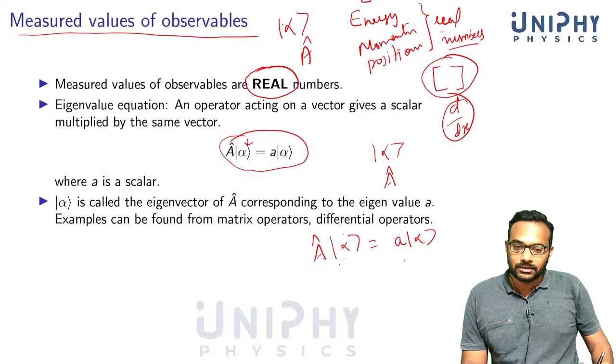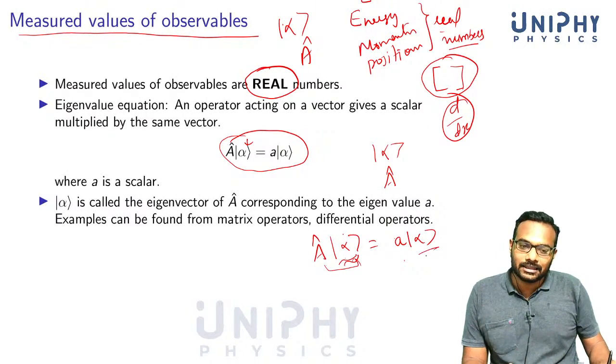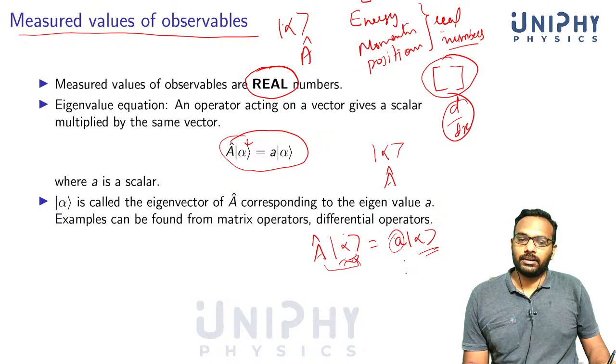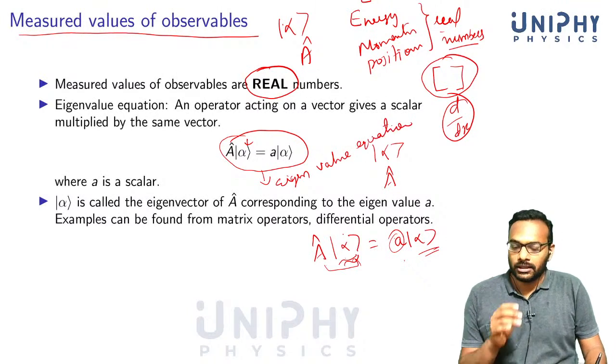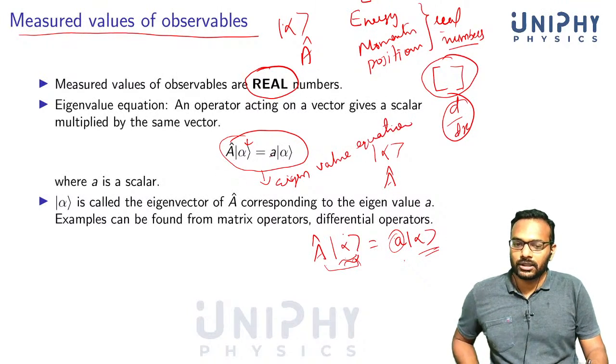Okay, so there are some special states corresponding to an operator. When the operator acts on the special state, it does not change the state. It gives you exactly the same state multiplied by a number. In this case we call this equation an eigenvalue equation, which means that the operator acting on the state gives you a number multiplied by the same state, the same vector.